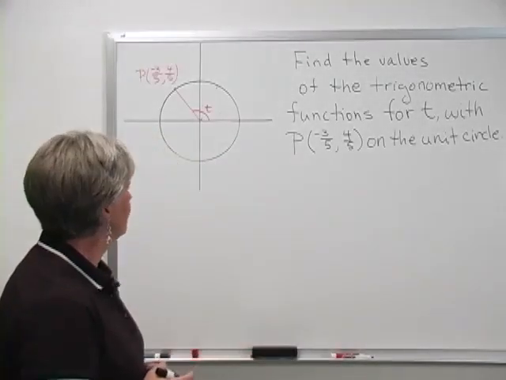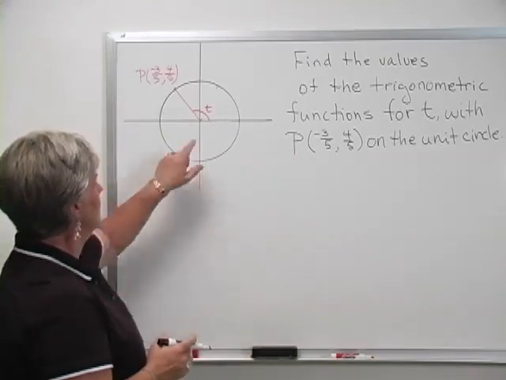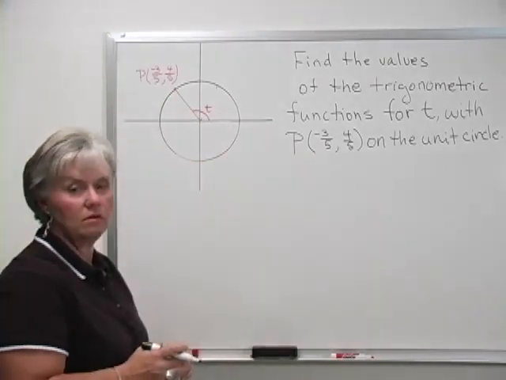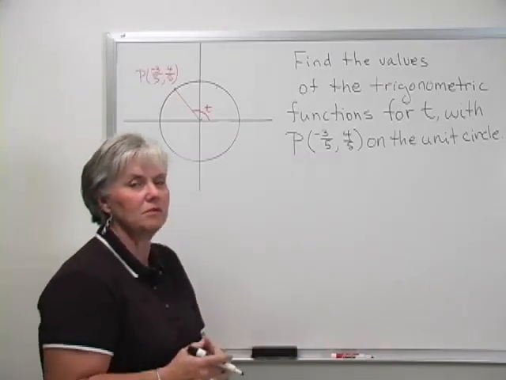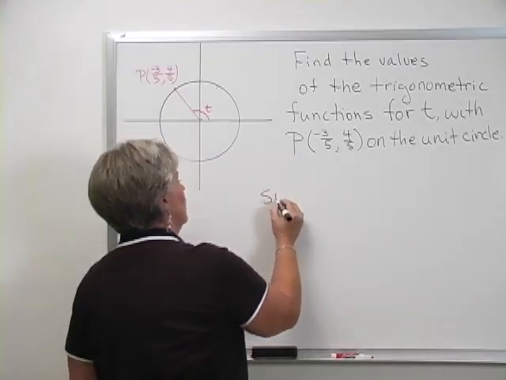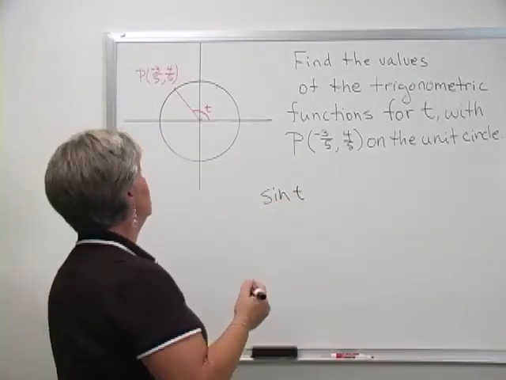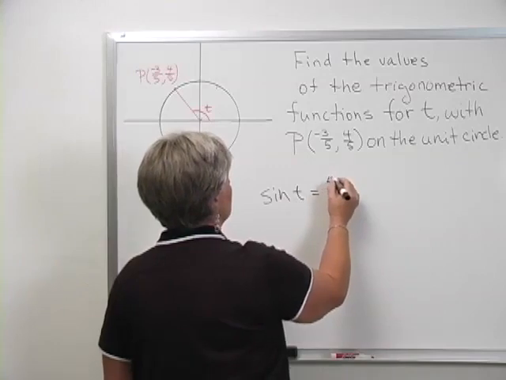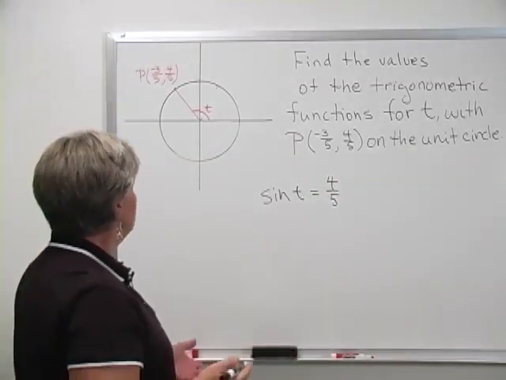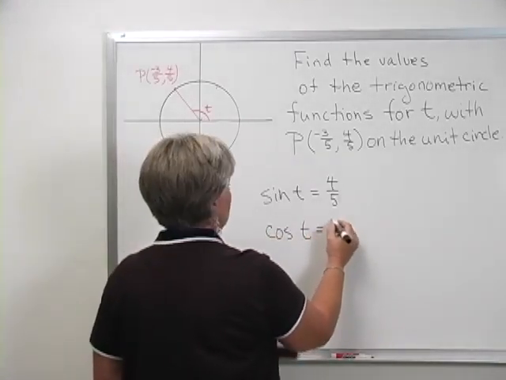Now let's do an example. We're going to find the values of the trigonometric functions for t with a point (-3/5, 4/5), which is on the unit circle. That's what's nice about the unit circle. It makes defining these functions very simple. We can write that the sine of t, now remember we define the sine of t to be the value of y, so the sine of t is equal to 4/5. We define the cosine of t to be x, so the cosine of t is -3/5.